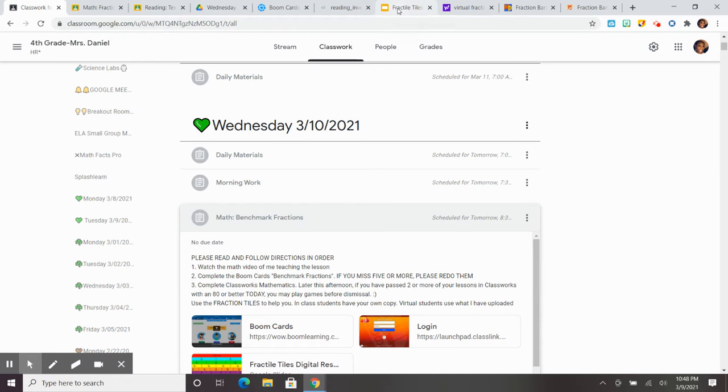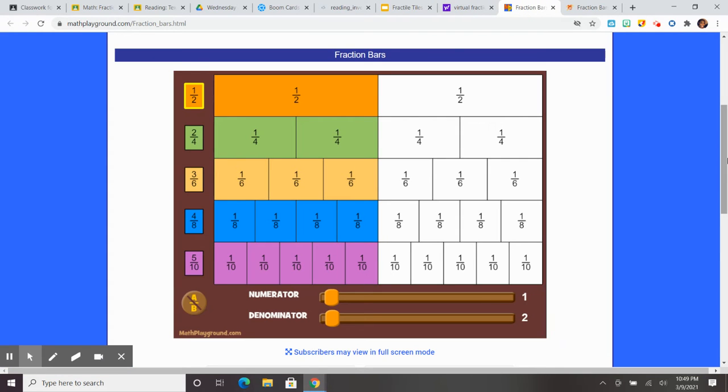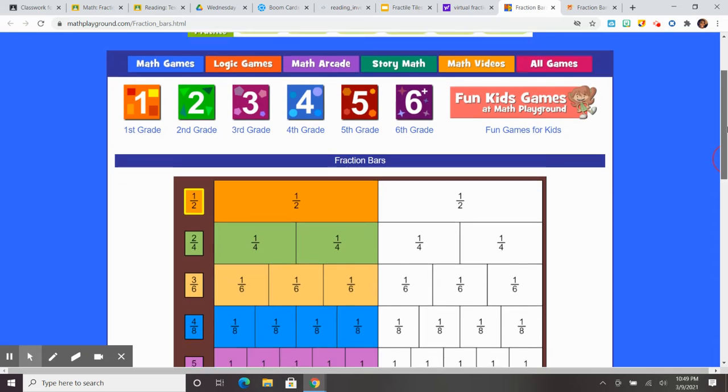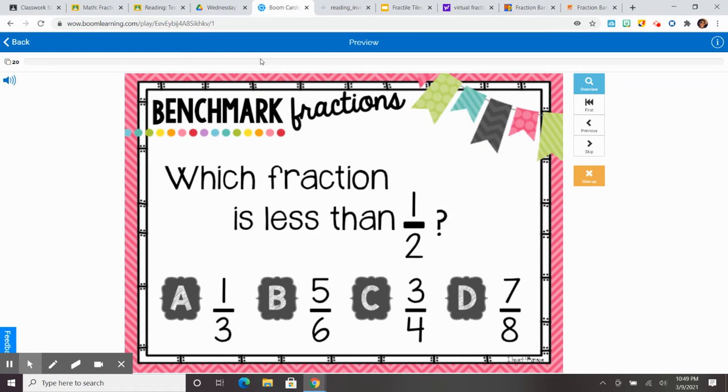And I'm going to go to this, and that's what that looks like. And I'm also uploading this as well. These are virtual fraction bars or fraction tiles. All right, so I'm going to go into today's lesson. Your first task card, or at least on my screen, says: which fraction is less than 1/2? You have these options: 1/3, 5/6, 3/4, and 7/8.